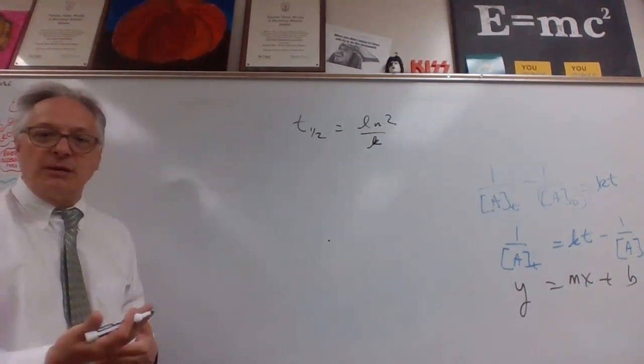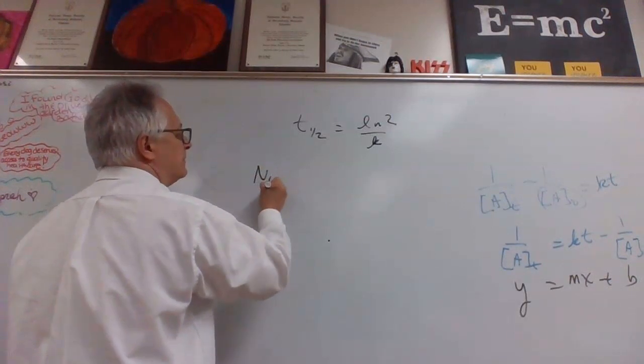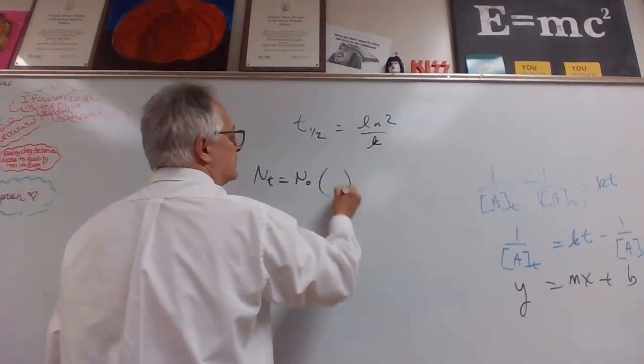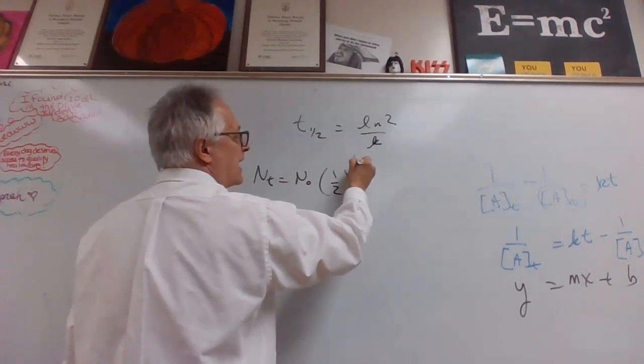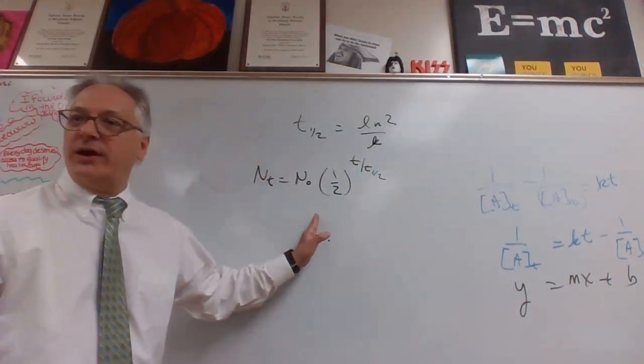If we have an even number of half-lives, the amount left at time t is equal to the amount or concentration we start with times 1/2 to the number of half-lives. And that's usually going to be time divided by half-life. So you can certainly use that equation.